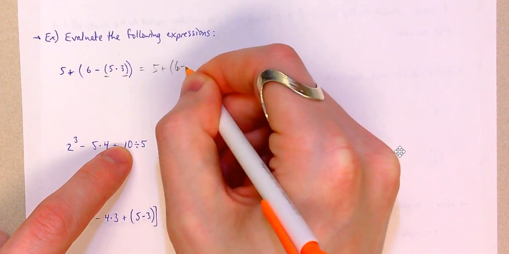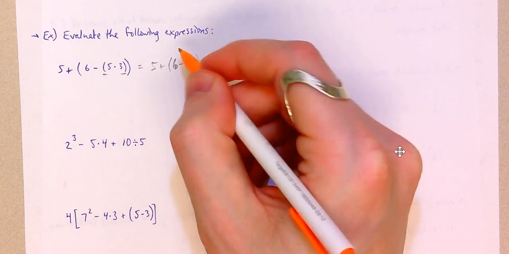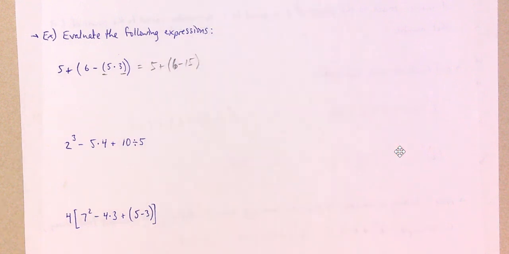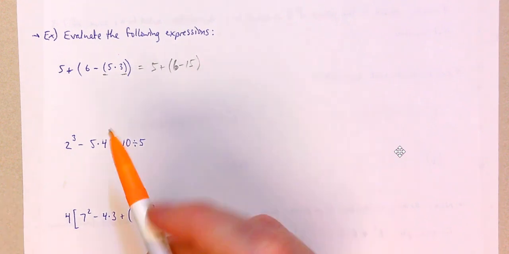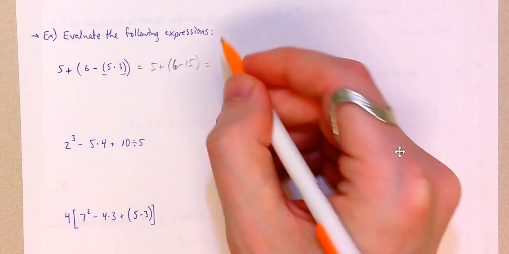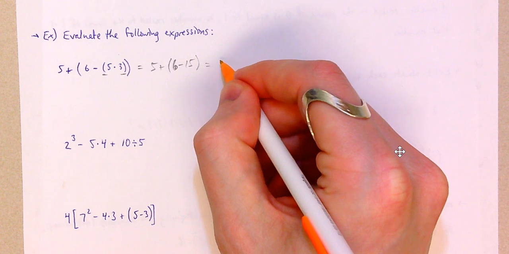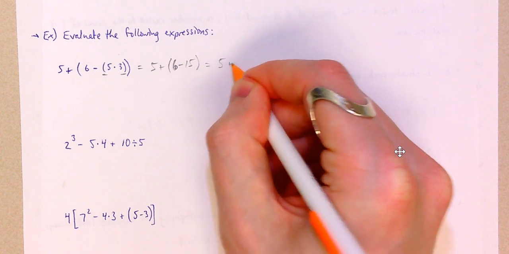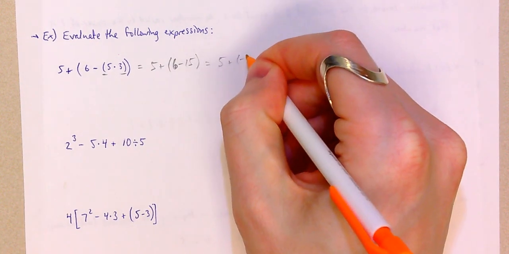And 5 times 3 is 15. So now I have 5 plus the quantity 6 minus 15. All right, I have this operation in parentheses here, so I need to deal with this guy next. 6 minus 15 is negative 9. Five plus negative 9 there.